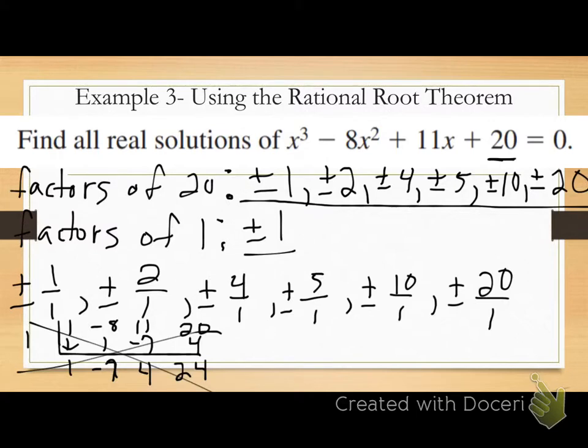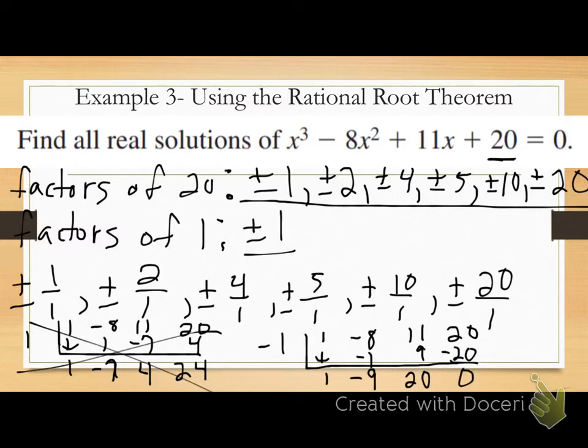So now I have to go and use synthetic division with negative 1. Oh man. I just got to keep doing this until I find one that has a remainder of 0. Bring my 1 down. What's negative 1 times 1? Negative 1. Negative 8 plus negative 1. Negative 9. Negative 1 times negative 9. 9. 11 plus 9. 20. Negative 1 times 20. Negative 20. 20 plus negative 20? 0. Is negative 1 a factor? Look at there. We got lucky. It was the second one.